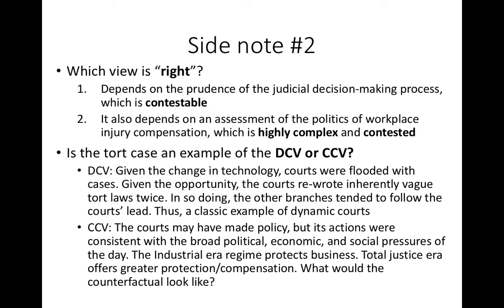On the other hand, the constrained court view argues that the courts may have made policy, yes, but that its actions at sort of both points, both with protecting big business as well as turning to a system of compensation, were consistent with the broad political, economic, and social pressures of the day. And so the industrial era regime then protected businesses. The total justice era regime offered greater protections and compensation. And so it's helpful here to think about what the counterfactual might look like. What would have happened if the courts had not stepped into the void? Do you think that the elected branches would have been able to address these issues the same way that the courts did?